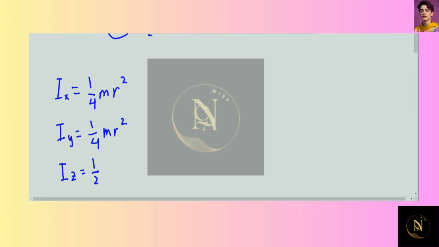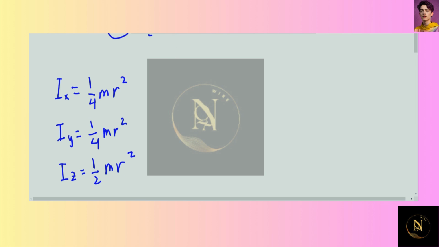For a thin disk, we know that the moment of inertia in the x direction is equal to 1 over 4 times the mass of the disk and the radius of the disk squared. And this is also true for the moment of inertia in the y direction. And then for the moment of inertia in the z direction, we know that that's going to be equal to 1 over 2 times the mass m times the radius r squared.